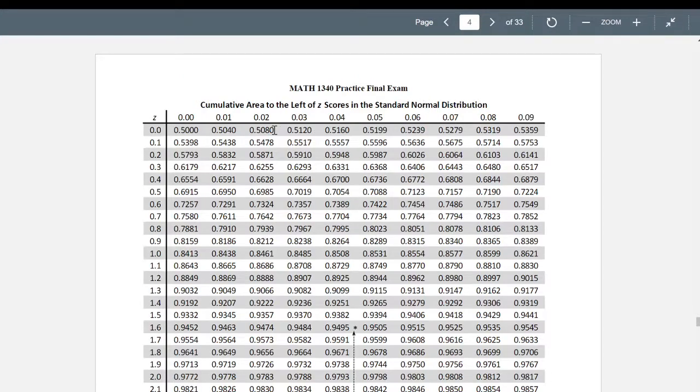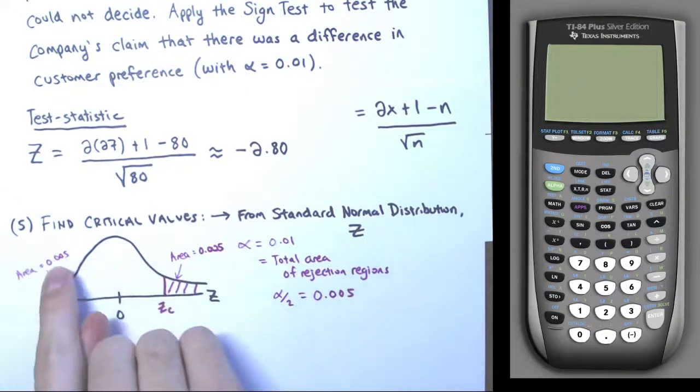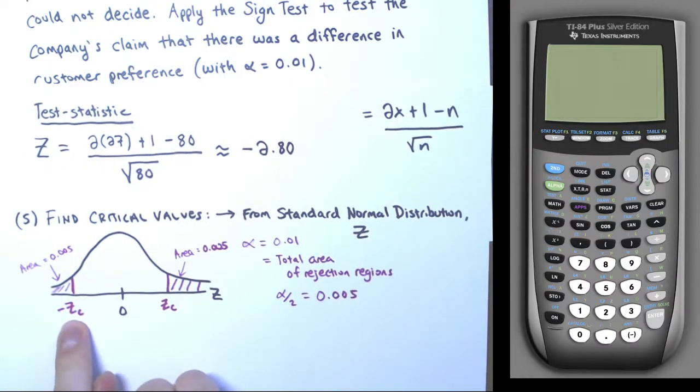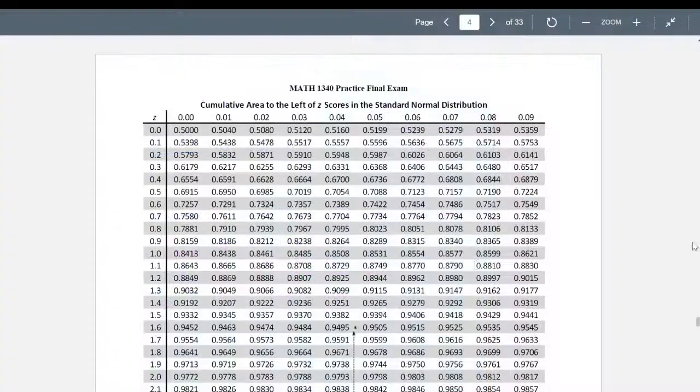I'm going to look for the z-score that has an area of 0.5% to the left. That will be this z-score here, this negative zc. And then the opposite of that will be the other critical value, which has an area of 0.5% to the right. All right, so back to the table.